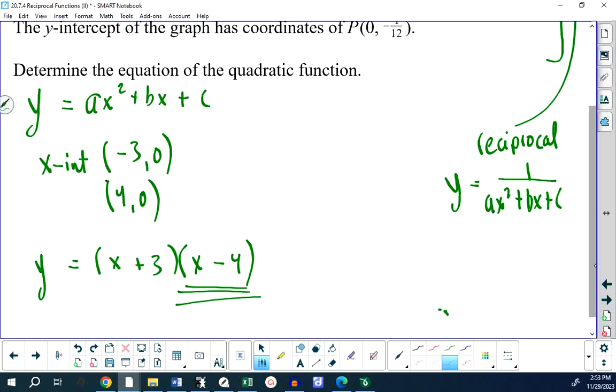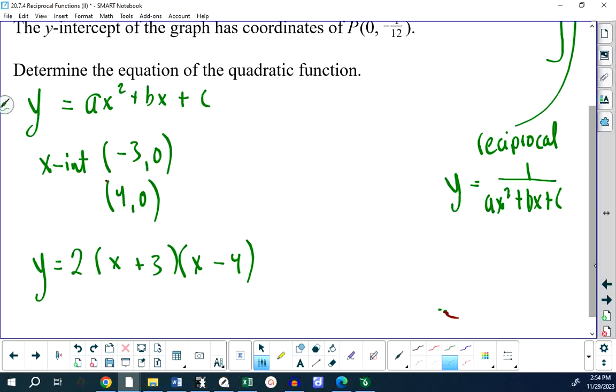Now, is this necessarily the answer to the question? And the answer is no. Can you agree that this function I've written has an x-intercept of -3 and an x-intercept of 4? Okay. Let me ask you a question. And again, I'm taking this opportunity to lead up to Math 30 type stuff. What would the x-intercepts of this function be? Well, they would be the same thing.